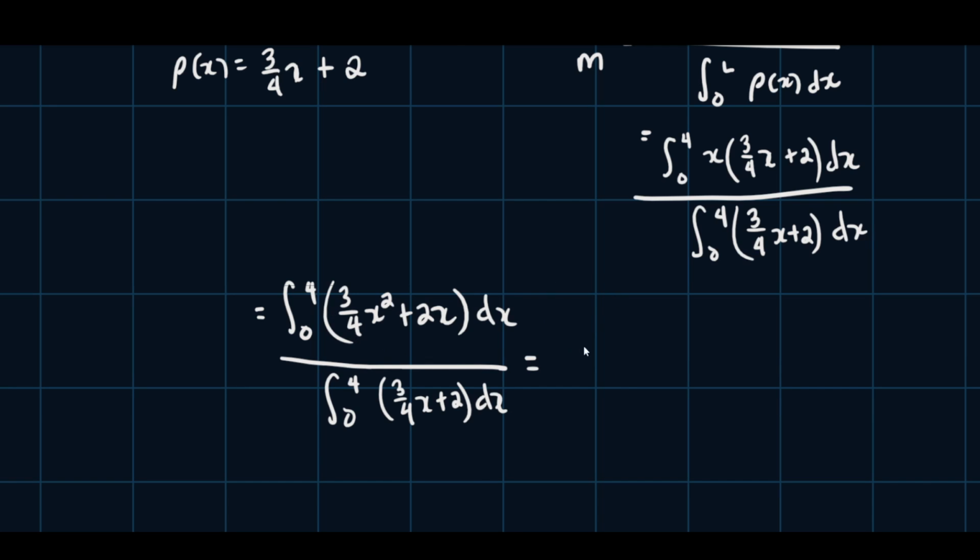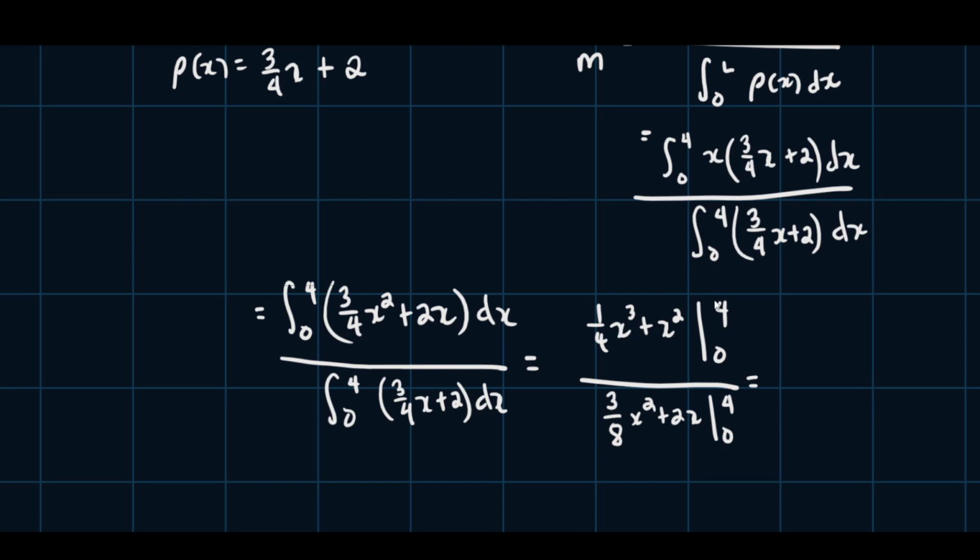Getting the antiderivative and performing FTC2, this will give us 1/4 x cubed plus x squared evaluated from 0 to 4 all over 3/8 x squared plus 2x from 0 to 4. All we have to do is evaluate both the numerator and denominator at x equals 4, because at x equals 0, both of these will be 0.